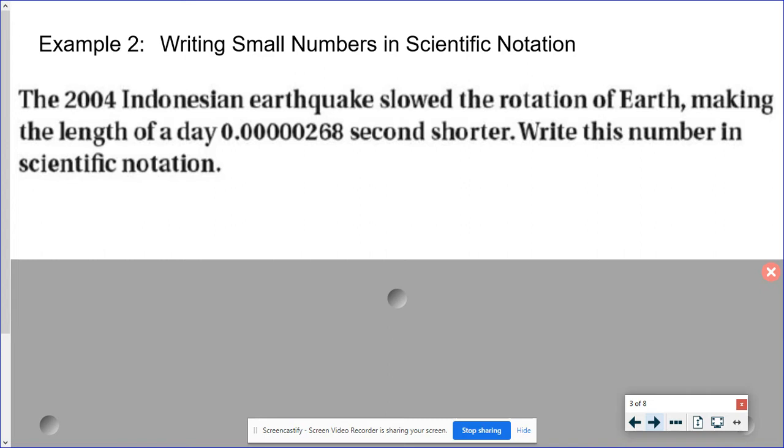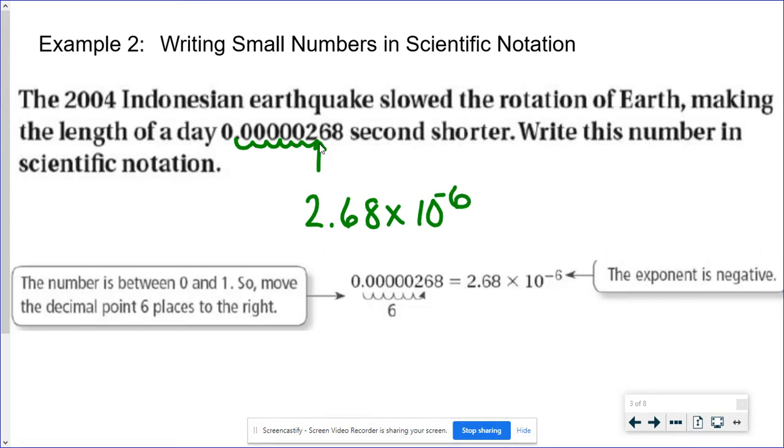And I need to figure out where my decimal goes so that I can get the right factor. So I need one number in front of the decimal that's not a 0. That means it's going to go right here. So it'll be 2.68 times 10. We know it's going to be a negative exponent. You can put the negative right away. Now I just have to count how many places I have to move over. 1, 2, 3, 4, 5, 6 places. So it's a negative 6 for my exponent.